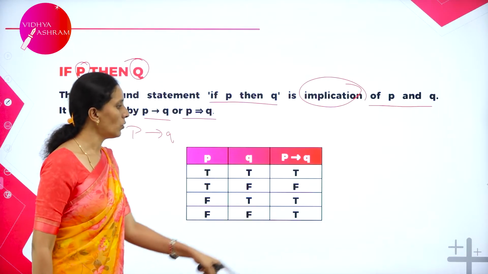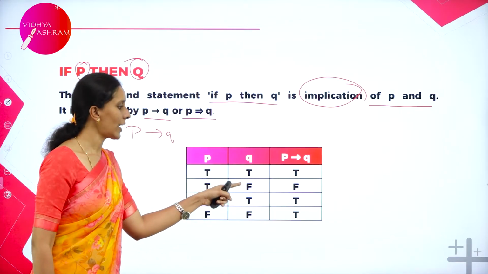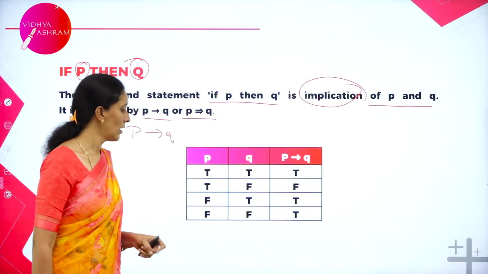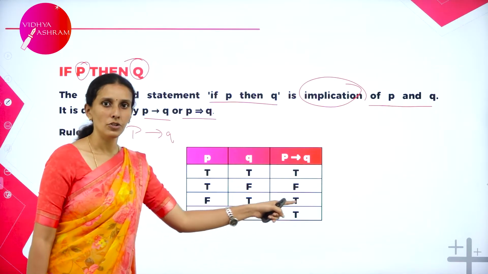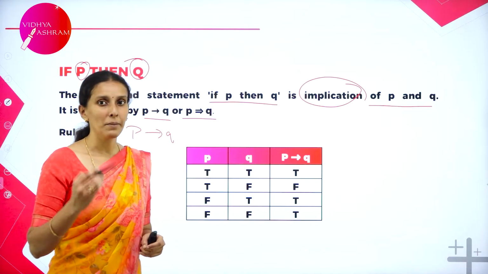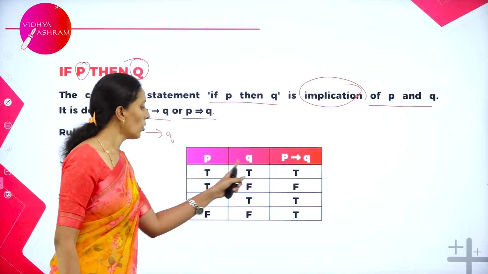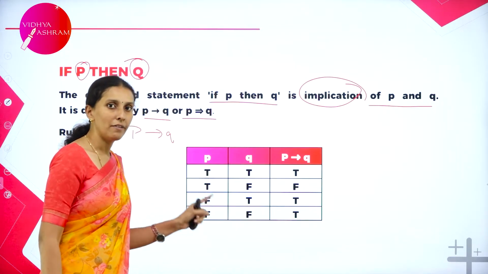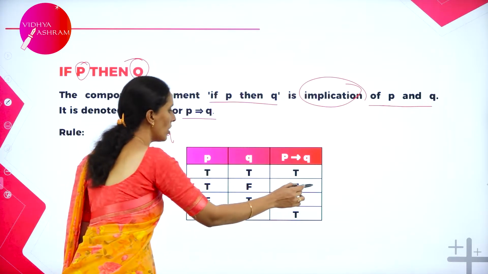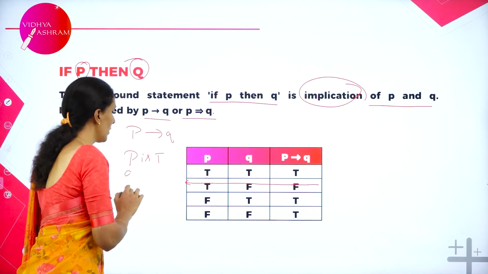If both are true, the statement is true. If the first statement is true and the second statement is false, then P implies Q is false. The false-true combination is true, and the false-false combination is true. So P implies Q is true when both are true, both are false, or the first statement is false and the second statement is true. It is false only in the case where P is true and Q is false.